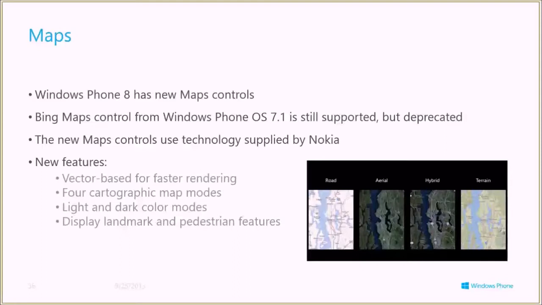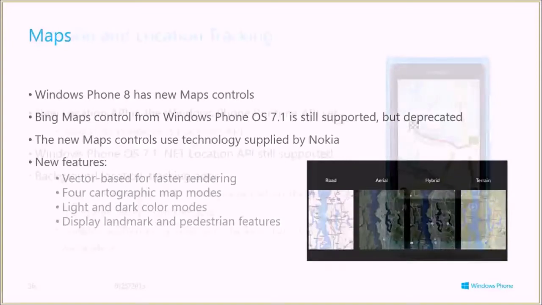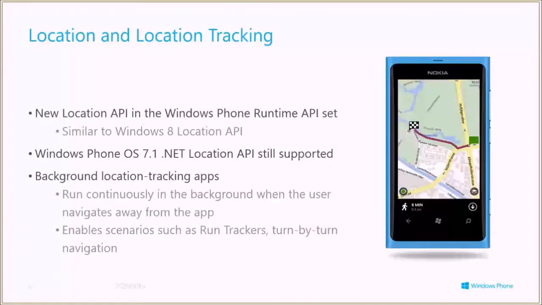We've got location and location tracking. So there is a new location API in the Windows Phone Runtime API set, which is similar to the Windows 8 location API. That means there is a lot of code reuse that you can do. It allows background location tracking applications. For example, if you have a Nokia Lumia phone and a Nokia Drive application, you'll find the application is still running. If you start the navigation, it will be running even if the application is not in the foreground.